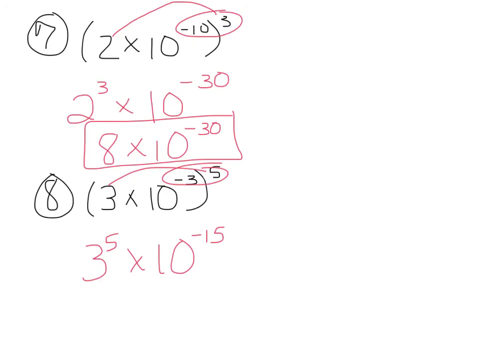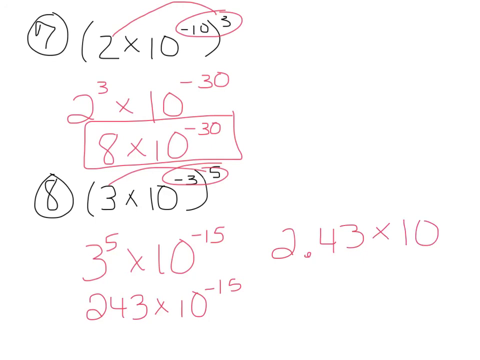Now 3 to the 5th power is going to be 3 times 3 times 3 times 3 times 3. So you should get 243 times 10 to the negative 15th. And then 243 is not between 1 and 10, so we changed it to 2.43. And it got 2 place values smaller, so your exponent's going to get 2 place values bigger, so negative 13.